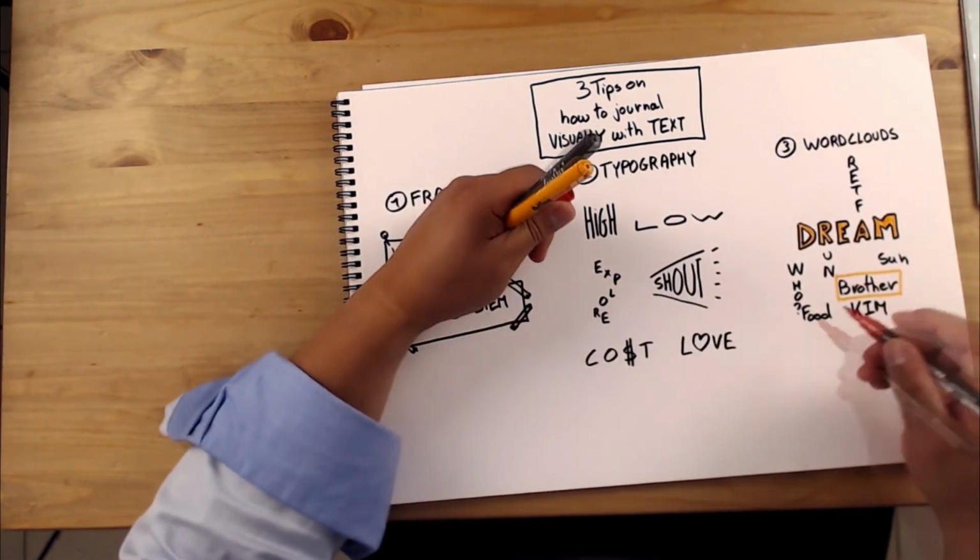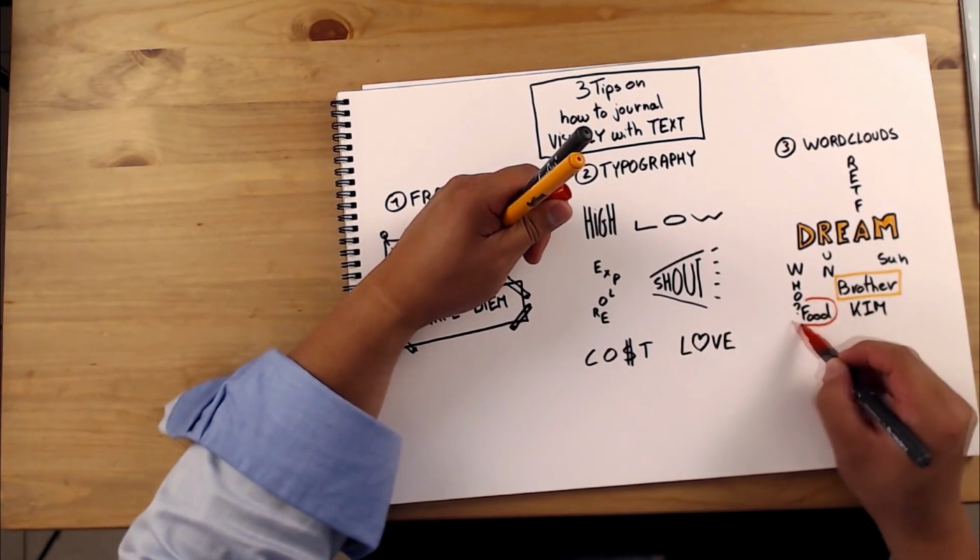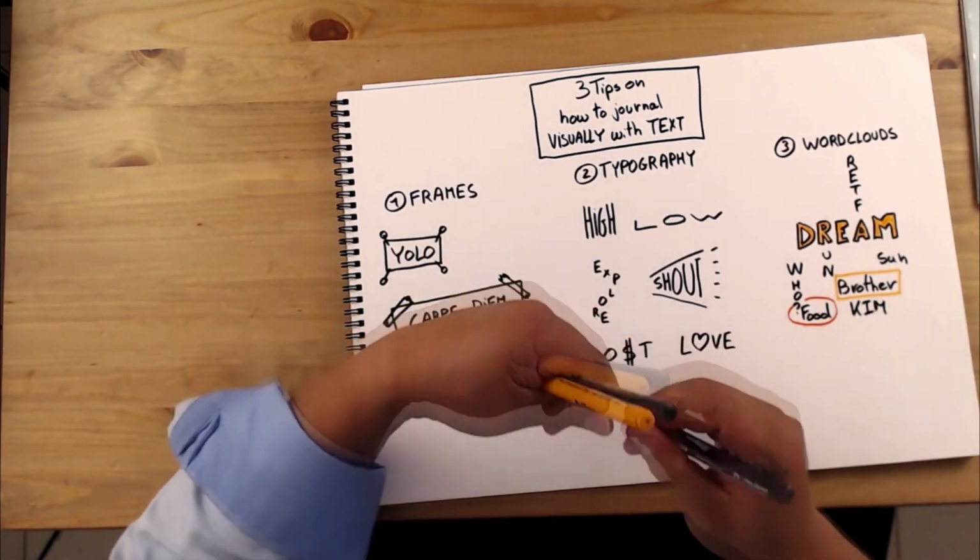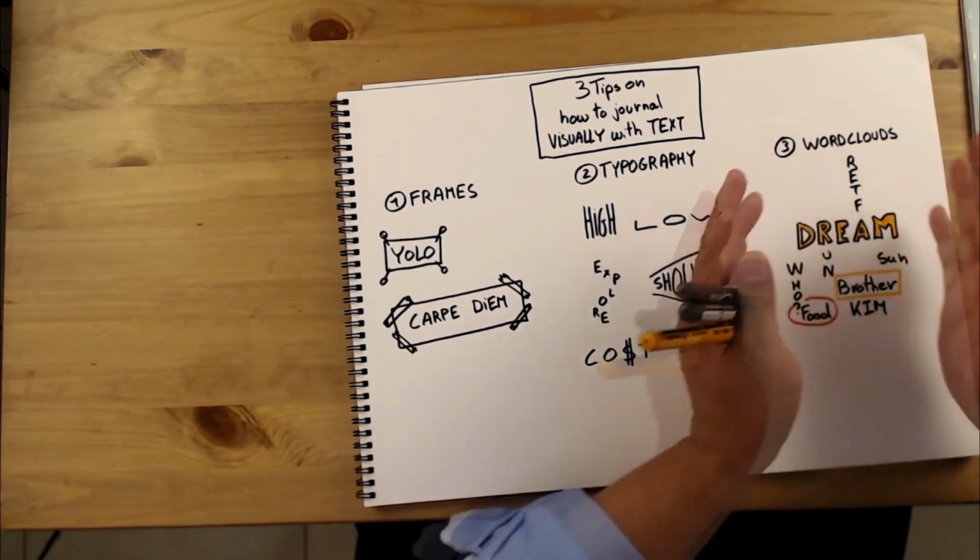And super important for me, in the dream there was food. And as you expand this, you're going to get a very nice visual. Fill a page with words in various sizes and you'll have a beautiful visual of what you're experiencing. Feel free to explore directions, colors, capitals, and lowercase.